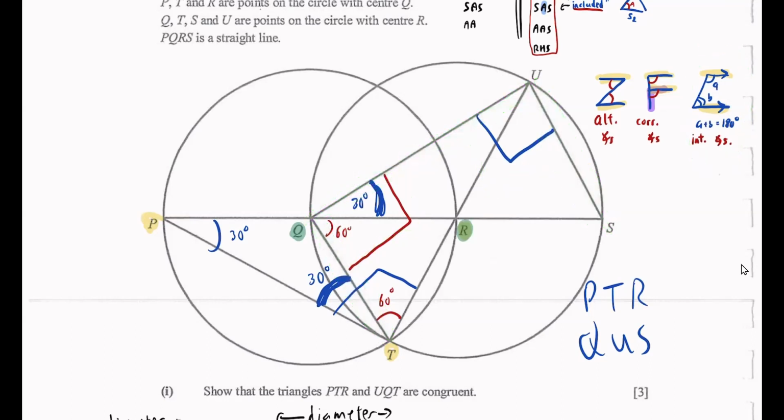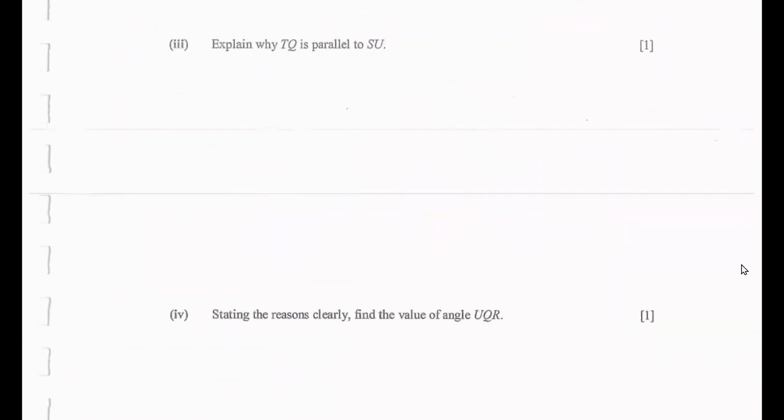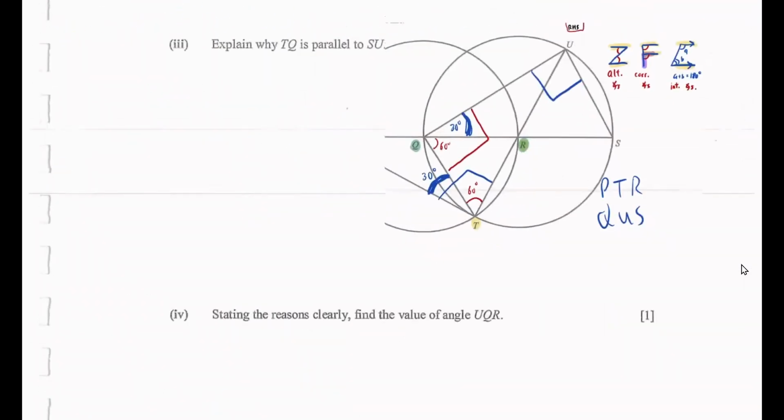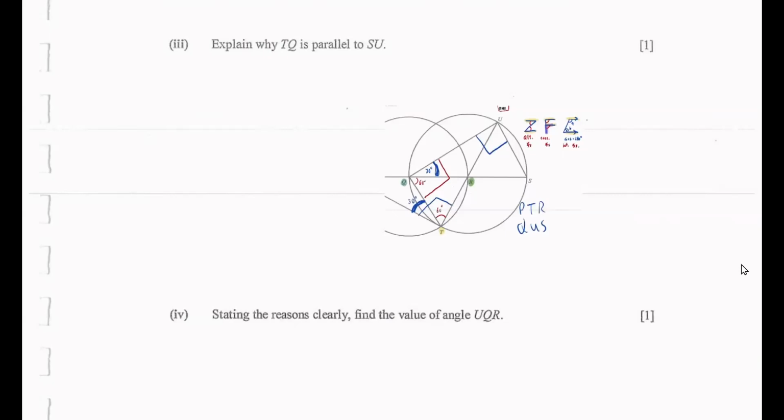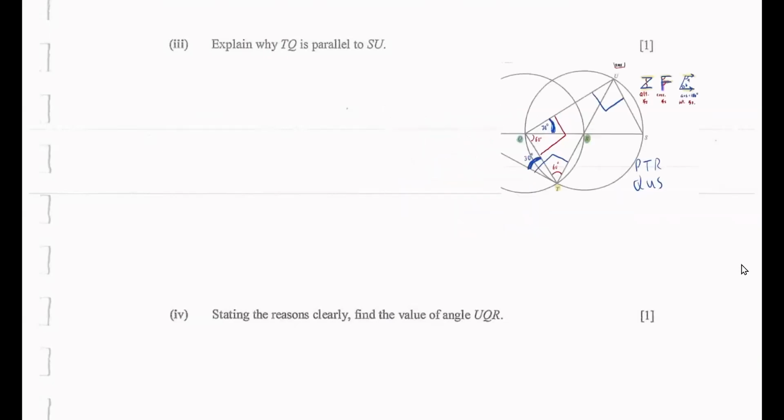So angle T. Sorry, let me just take a screenshot of this diagram so I don't need to scroll up and down. Okay, let me just shrink it down and move it here. So I can say the angle TQU equals 90 degrees because of right angle in semicircle, a diameter. And we also know the angle QUS is 90 degrees, same reason.